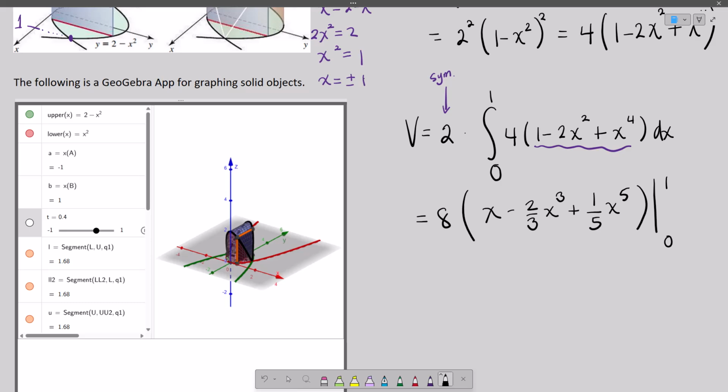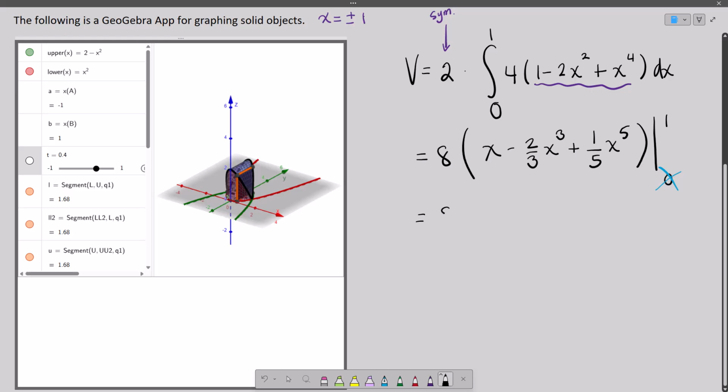Using the power rule for integration. Does that 0 contribute any volume? We can ignore that because when you plug in 0, you get 0. So we only need to deal with the 1, the upper limit. So we will have 8 multiplied by 1 minus 2/3 plus 1/5.